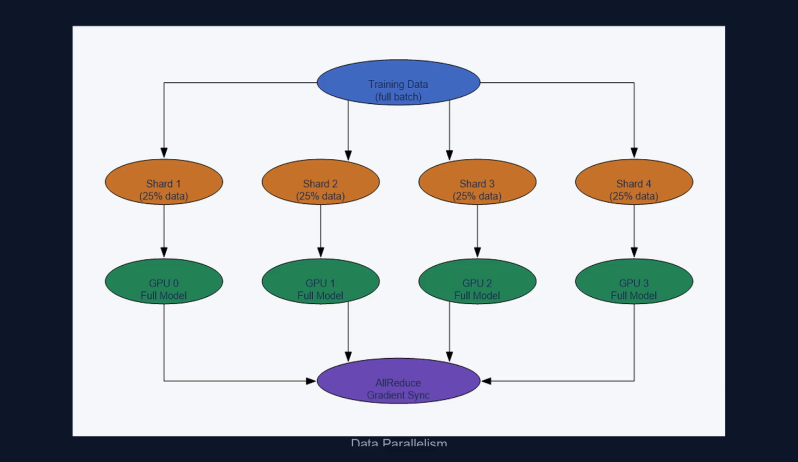After each GPU completes its forward and backward pass, the all-reduce operation kicks in. This averages the gradients from all 4 GPUs and distributes the result back to every device. Every GPU then applies the same gradient update, so all 4 model copies stay perfectly synchronized. This is the core insight of data parallelism. Identical models, different data, synchronized updates. The more GPUs you add, the more data you process per step, and the faster your model converges in wall clock time.